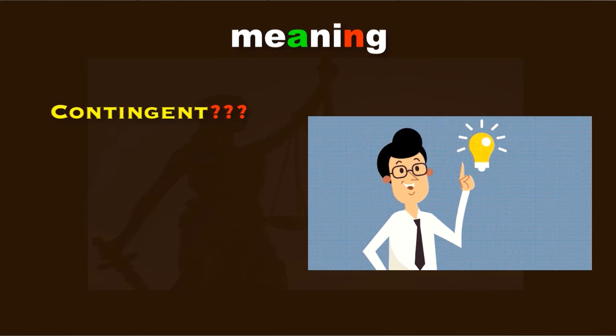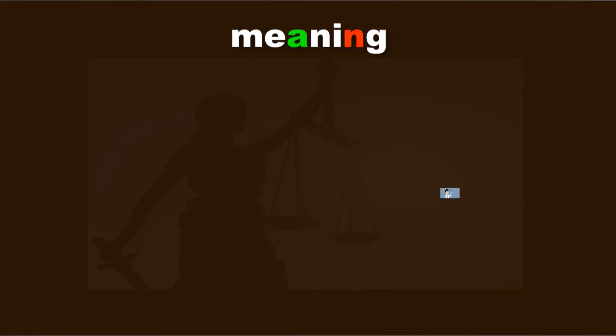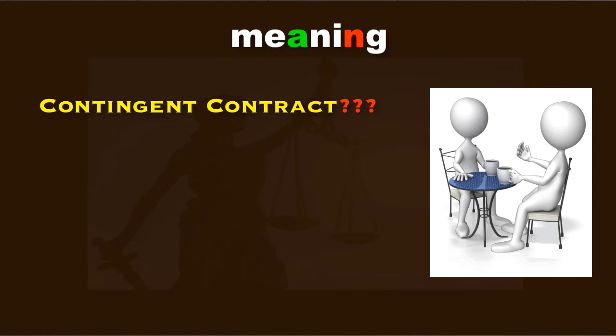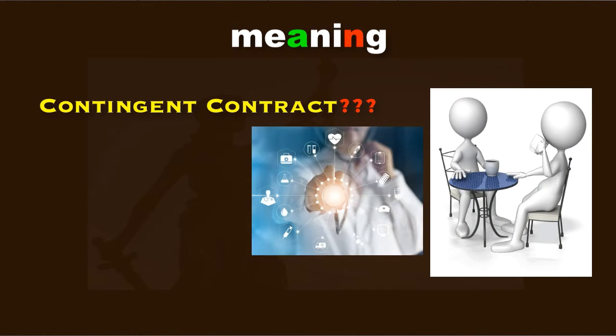Contingent means something depends upon something else, so it is not independent, rather depending on certain things. Now come back to contract. A contingent contract is a contract that is made over some future event. If that future event happens, only then this contract will be valid, or else it would be void. So that is depending upon some future event. That is a contingent contract.